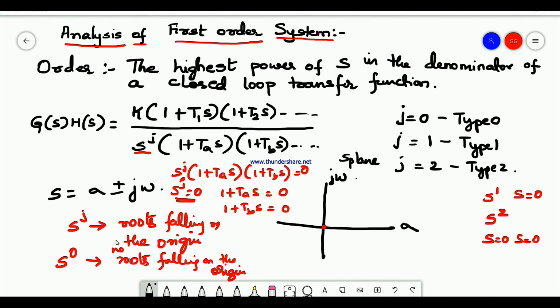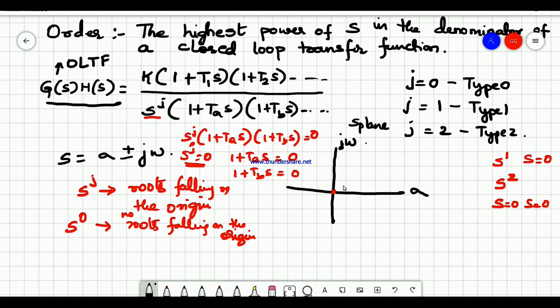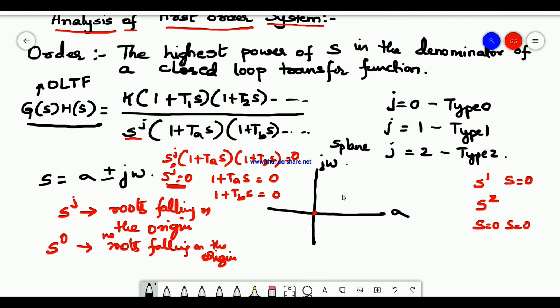So normally this G of s into H of s comes under the open loop transfer function. G of s into H of s is always an open loop transfer function. When I write an equation for a closed loop transfer function, what do I get? I will be getting G of s divided by 1 plus or minus H of s into G of s. This we know, right?